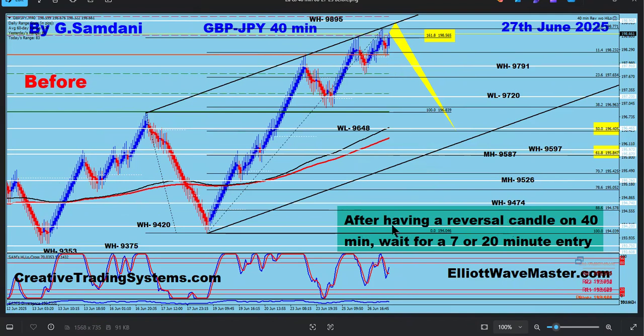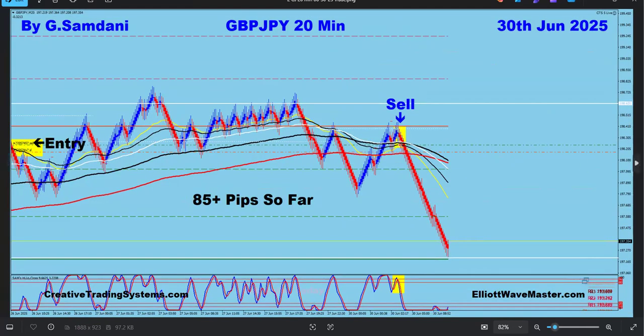After having a reversal candle, I need a reversal candle here, and then I need that 7-minute entry, which usually comes somewhere here, and then it will drop, and then again a 20-minute entry will come here somewhere. So you can take that and ride all the way, or if you miss the 7-minute entry, then take the 20-minute entry and then ride all the way. This chart came down all the way here, by the way, right? So that's how I got this trade, and another trade I'll show you later on.